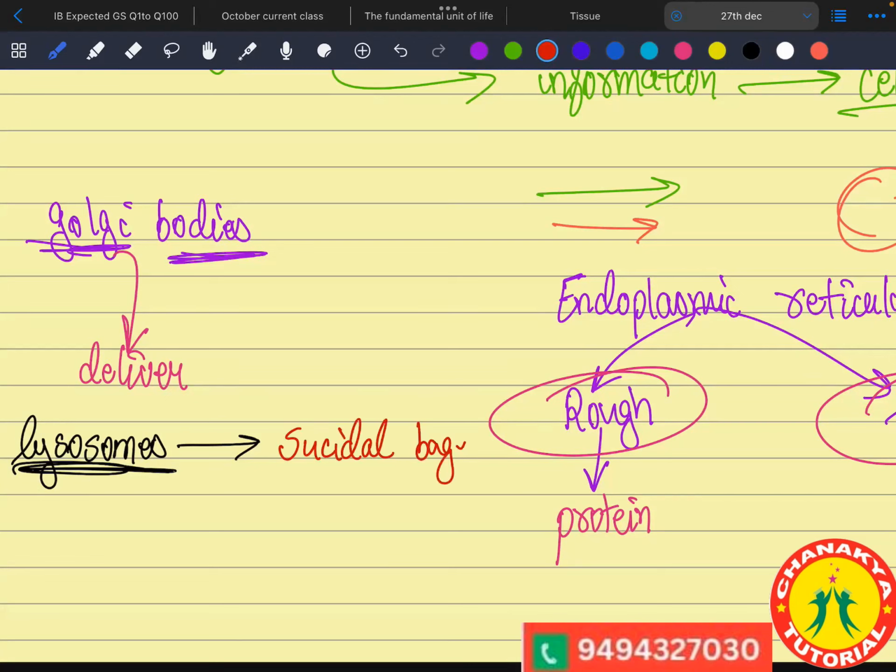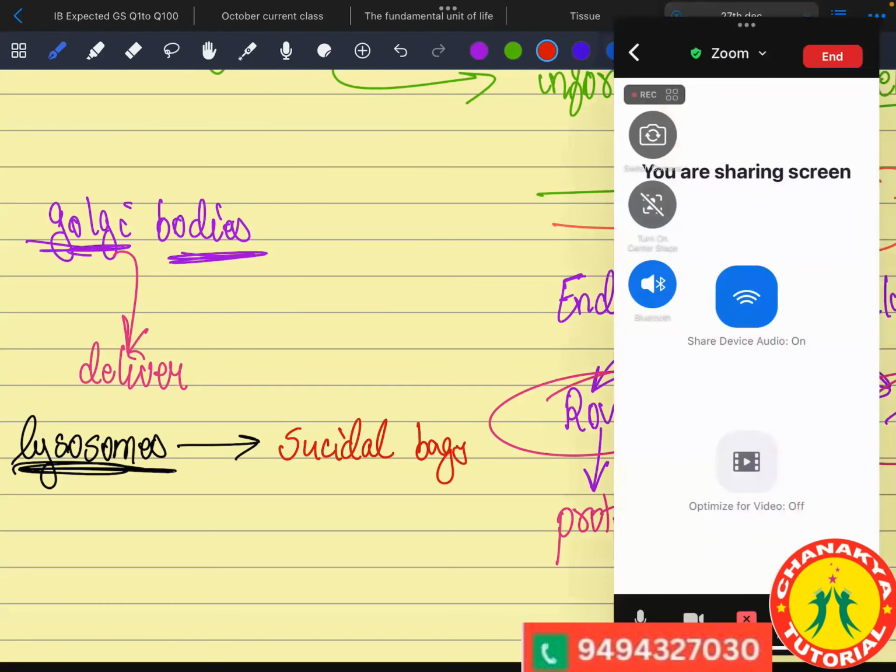Can you provide a reason why these are called suicidal bags? Sir, because they clean out the cell and remove the waste materials. No, sir. It is because if they die, the whole cell dies. It has the power to kill the cell. It has the option to kill the cell by killing itself.